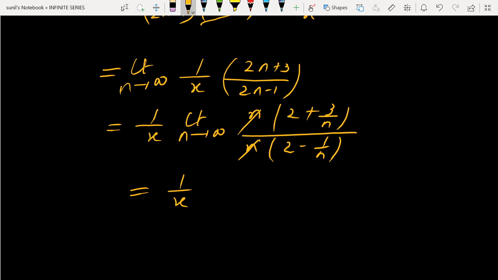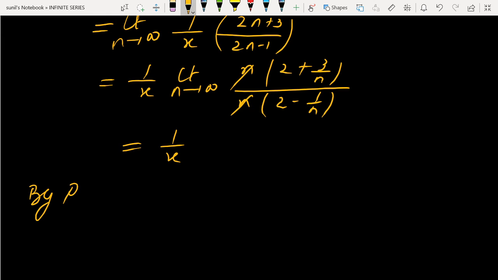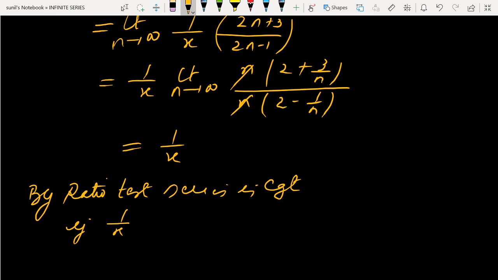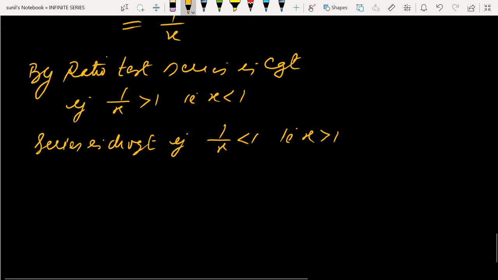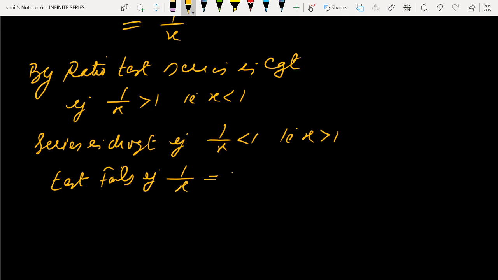So what can I conclude here? By ratio test, the series is convergent if 1 by x is more than 1, that is x is less than 1, and the series is divergent if 1 by x is less than 1, that is x is more than 1, and the test fails if 1 by x is equal to 1. This will imply x is equal to 1. Now this is the important point, guys, because at x equal to 1 the ratio test fails, but there has to be some nature of the series.